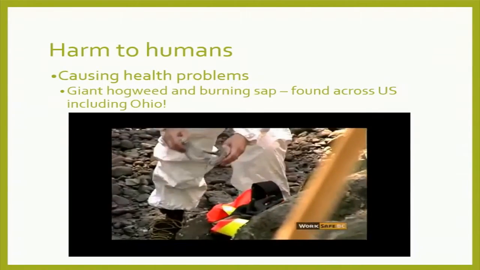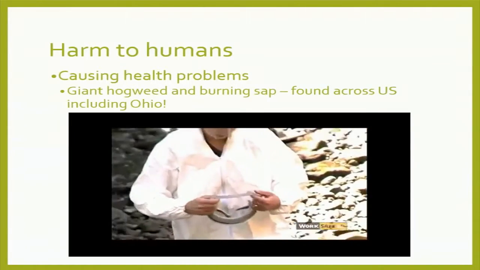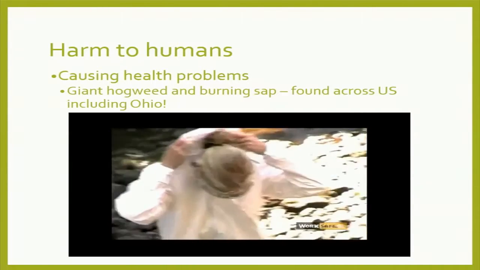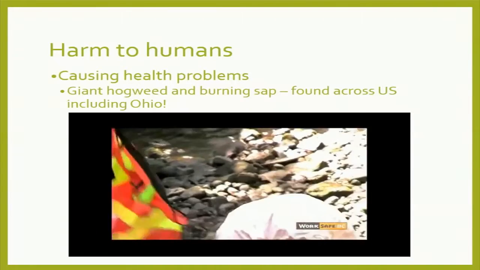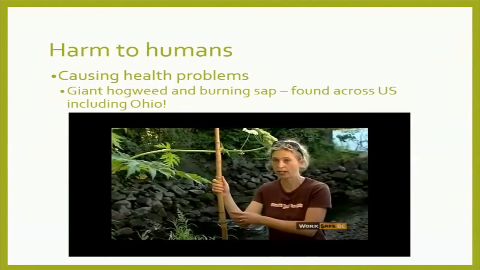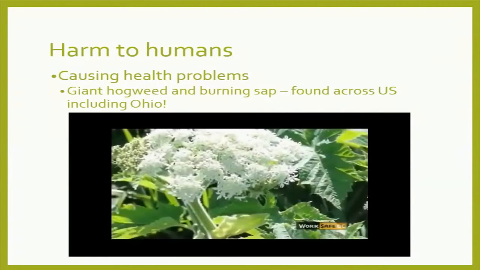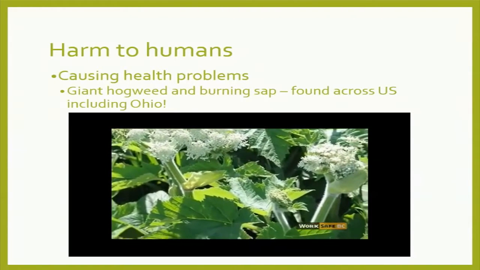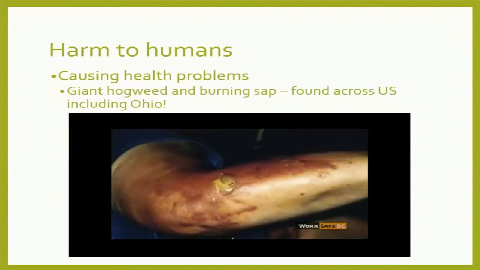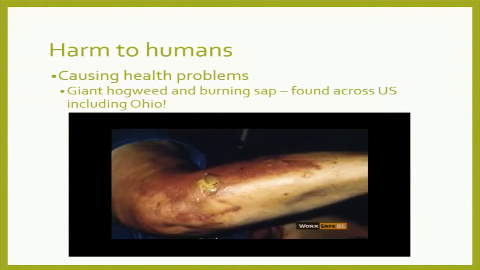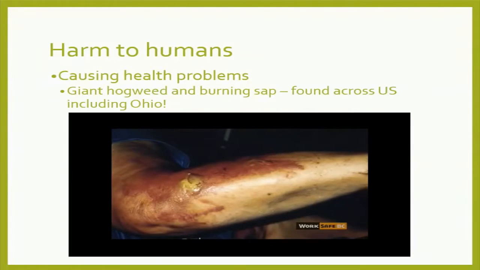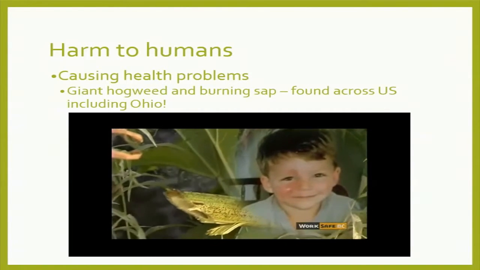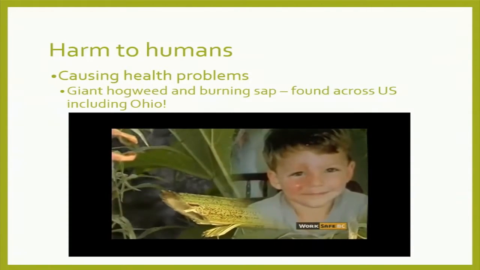If you do get the sap on you, they suggest immediately soap and water to try and clear it off. In most cases, people don't realize the danger of the plant or the fact that they've actually got the sap on them until a day or two later. The sap is found in the stalk, stems, and leaves. Once exposed to sunlight, it becomes toxic. The skin reddens and blisters. After about a week, the skin develops a dark color which can last for years. The plant is particularly dangerous for kids who use the thick stems for telescopes and pea shooters.